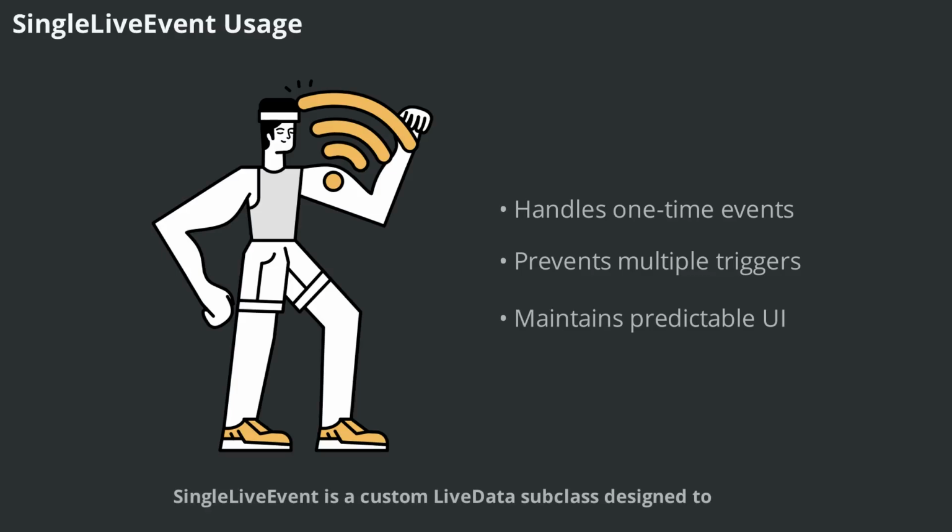Single Live Event is a custom LiveData subclass designed to handle events that should only be triggered once, such as navigation or displaying a toast. Unlike regular LiveData, which may re-emit values after configuration changes, Single Live Event ensures the event is observed only once, preventing multiple triggers. This is essential for one-time actions in the UI, maintaining predictable behavior during lifecycle changes.